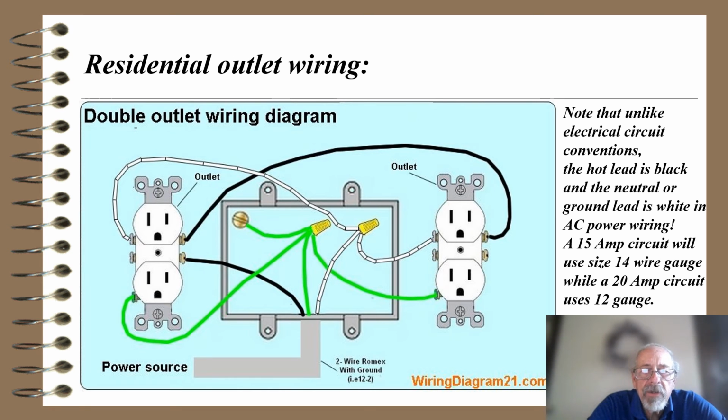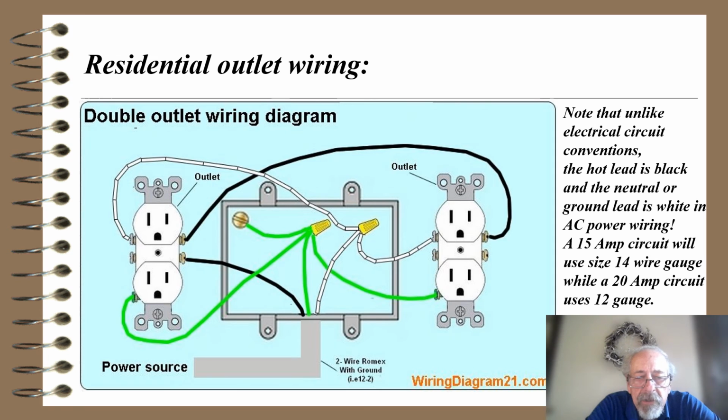This picture shows residential outlet wiring, and you should be aware of this because there are some differences between what we do in the electronics lab compared to your home or apartment. Note that unlike electrical circuit conventions, the hot lead is black and the neutral or ground lead is white in AC power wiring in a home. The black is ground and red is hot in our labs and also for cars. A 15 amp circuit will use 14 gauge wire while a 20 amp circuit uses 12 gauge.